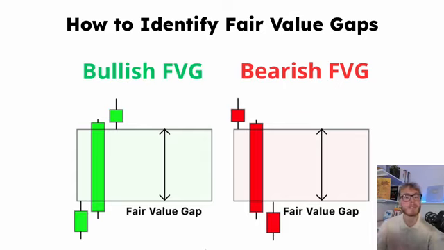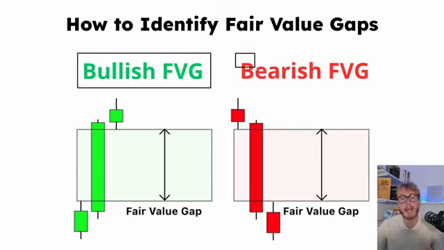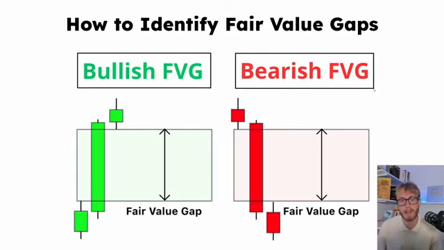And first of all, we have two main types of fair value gaps. We have the bullish fair value gap, and we also have the bearish fair value gap. We also have lots of different variations of bullish and bearish fair value gaps, but the core principle for fair value gaps is the same. And here I feel like many traders overcomplicate fair value gaps. And in many cases, this is a bit unnecessary because the core and the basics of fair value gaps is actually pretty simple.